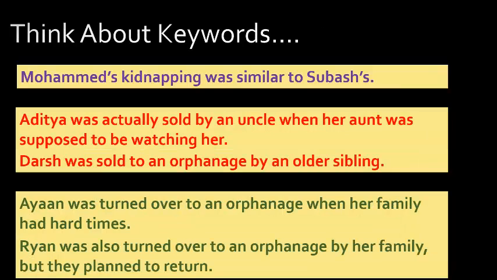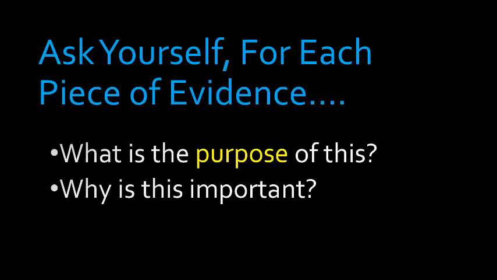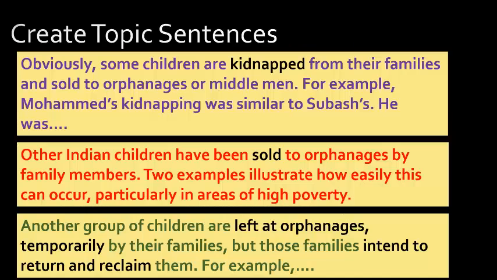Think about your keywords. So for each of these, what are our keywords? Kidnapping, sold, turned over to an orphanage, plan to return. These are the things that the reader is going to immediately notice and that you need to think about using in your thesis statement and in your topic sentences. So ask yourself, for each piece of evidence, what is the purpose of this? Why is this important? Create those topic sentences.